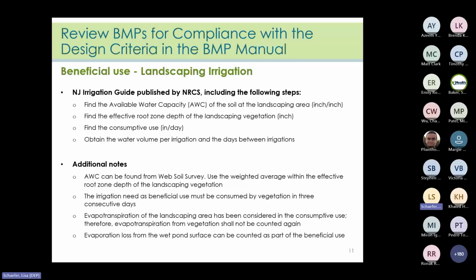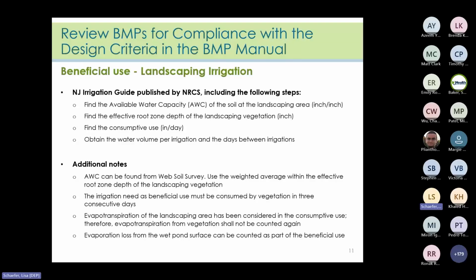And we'll work on guidance for those situations. But for now, we can consider them on a case-by-case basis. And please, municipalities should contact us for assistance in making these determinations. All right. Additionally, the antecedent water capacity can be found from the web soil survey. You're going to use the weighted average within the effective root zone depth of the landscape vegetation.